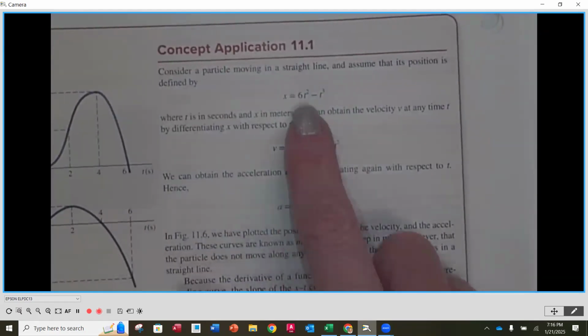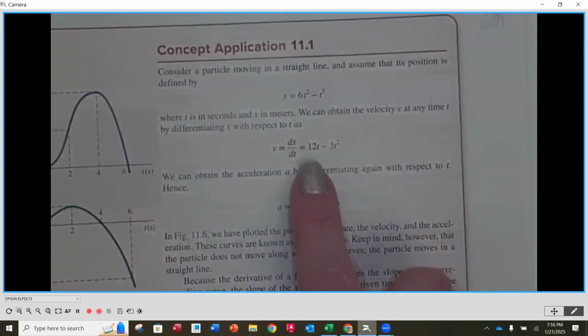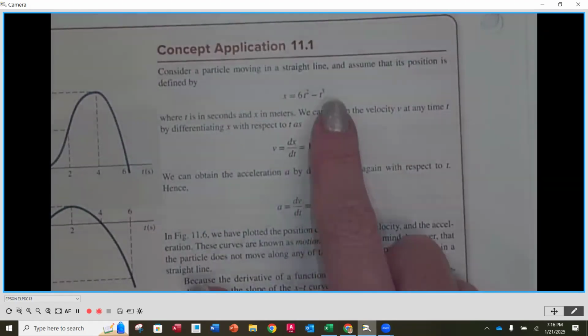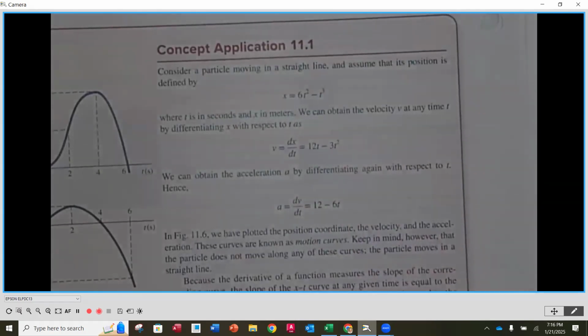So now we're going to take our first value here. If we have 6t squared, we multiply the 2 times 6, that's going to be 12 out front. And then we're going to subtract 1 from the power. So that's going to be 12t minus, and then this is t cubed. So we're going to take 3 times 1 and then minus 1. So it's going to be 3t squared. And this is the equation for the velocity. So now we're going to use this to calculate the velocity as a function of time.